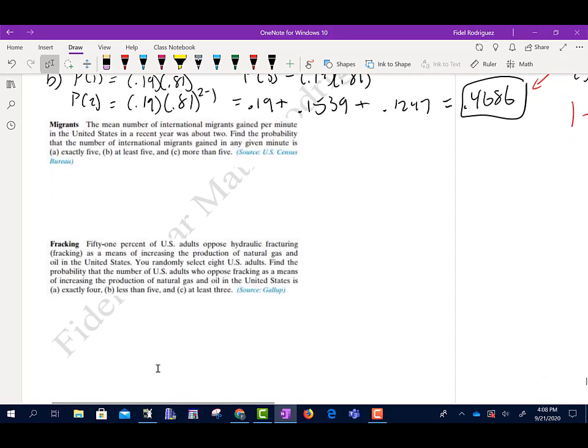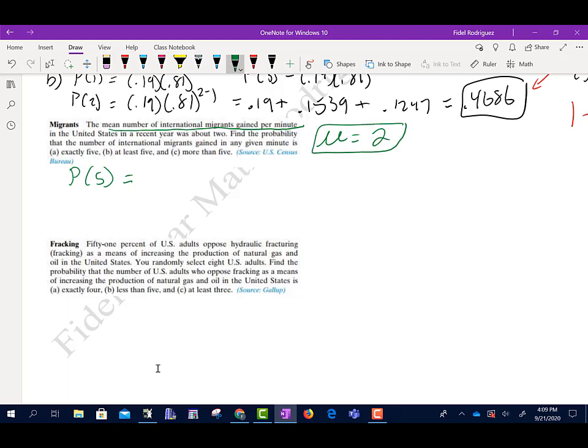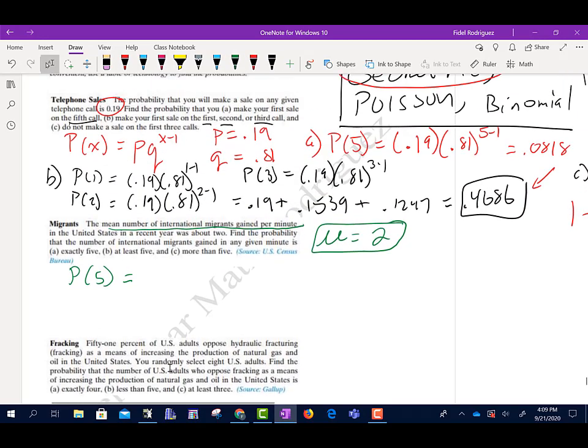All right, now let's do the next problem. It says migrants. The mean number of international migrants gained per minute in the United States in a recent year was about 2. Find the probability that the number of international migrants gained in any given minute is exactly 5. So we're looking for the probability we're going to get exactly 5. The mean number gained per minute was about 2, so my mu is equal to 2.